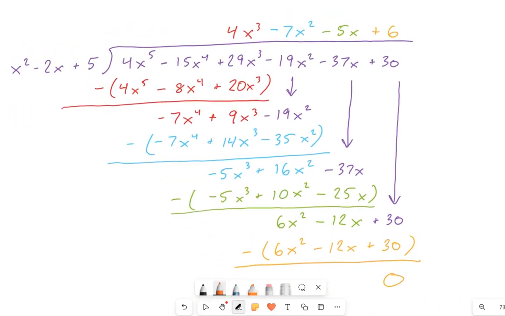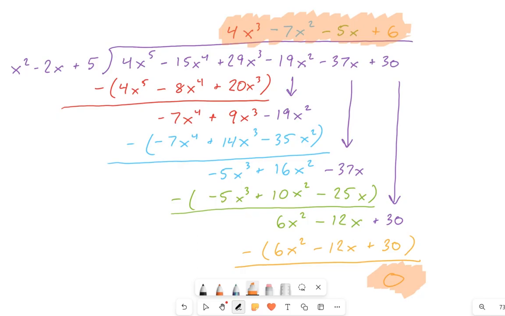I'm going to pause right here for a moment. You should pause if you want to work through how long division operates. Just remind yourself of this process. But what you get at the end is this. This is called your quotient. Okay, and this down here is your remainder.